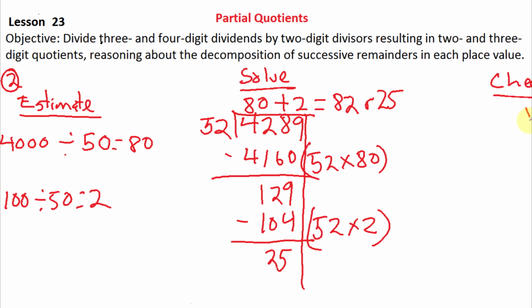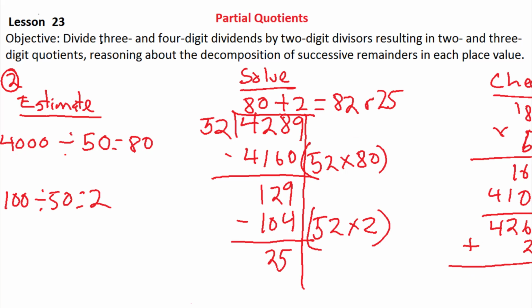A quick check of that. 82 times 52, 2 times 82 is 164. Put down my placeholder. 5 times 2 is 10. And then 5 times 8 is 40 plus 1, 41. Add those up. 4, 6, 2, 4, plus my remainder, 25, gives 4, 2, 8, 9. 4,289 is a match.